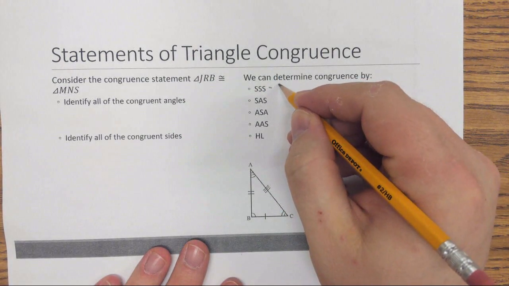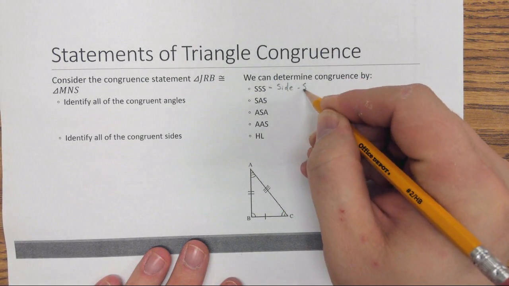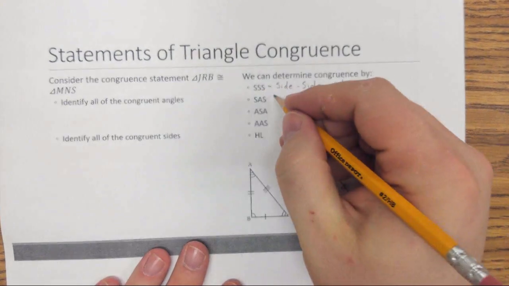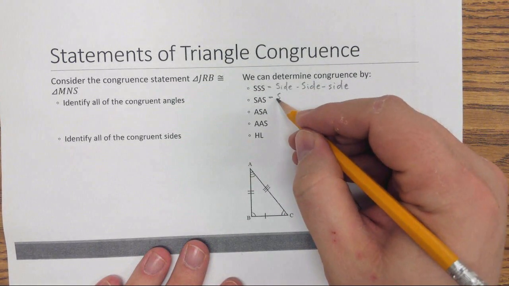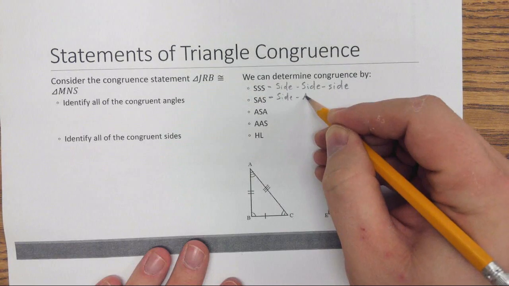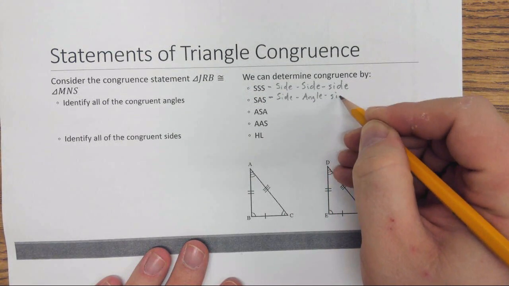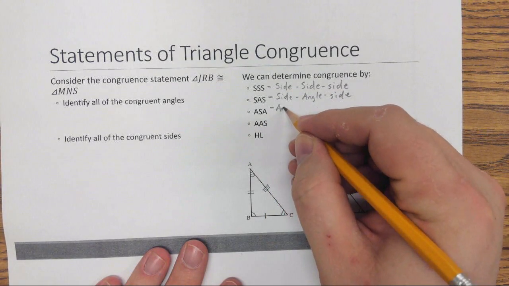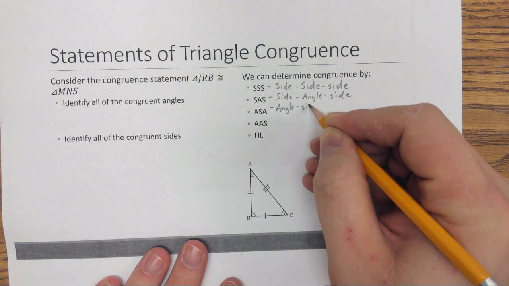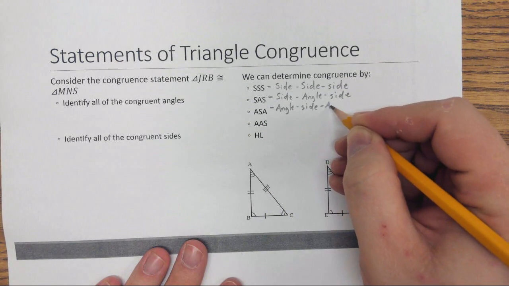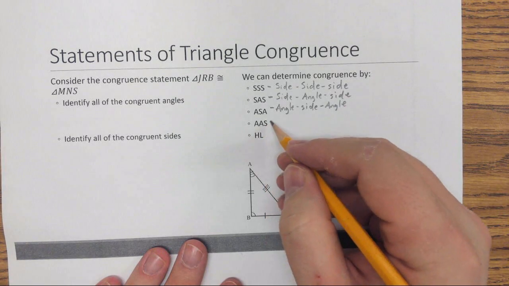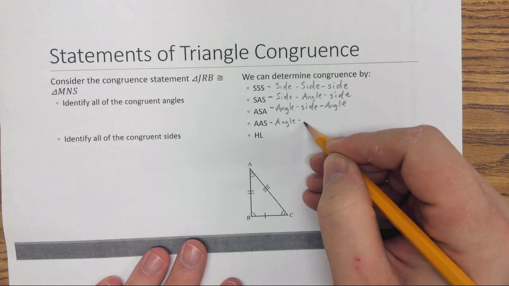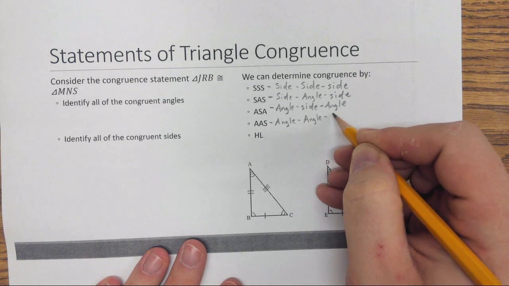Side, side, side. SAS is side, angle, side. ASA is angle, side, angle. AAS is angle, angle, side.